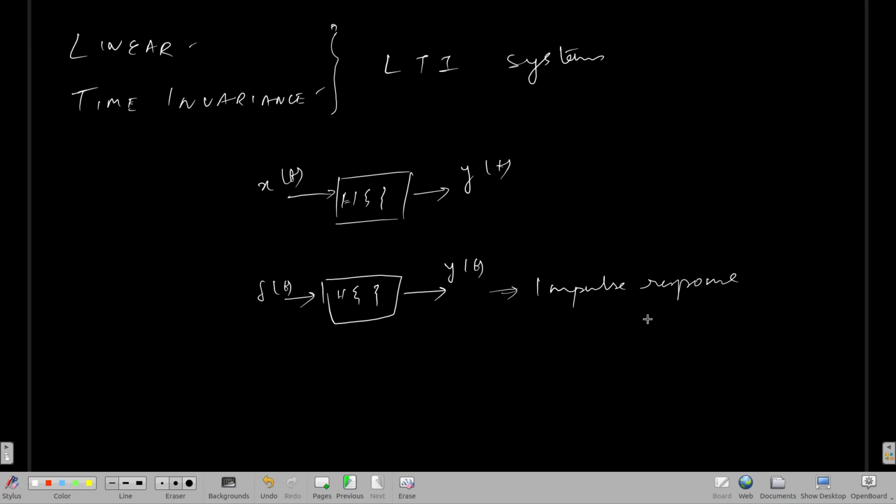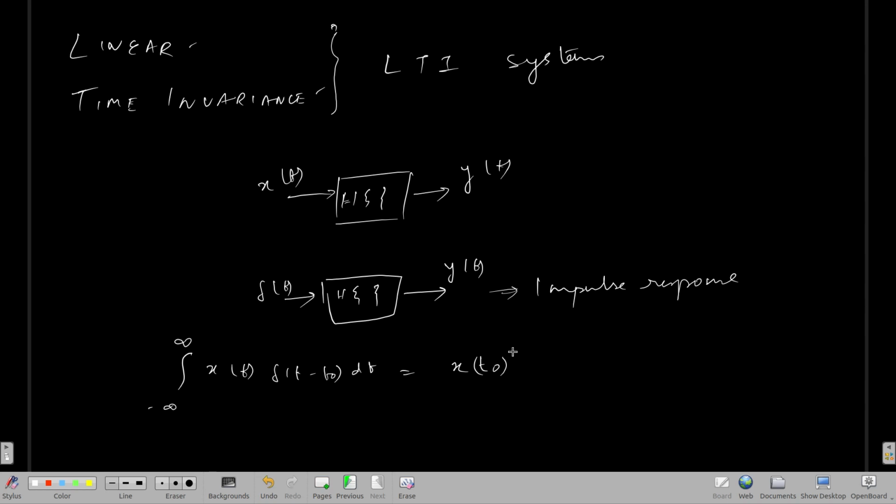So why is the impulse response important? I hope you remember the shifting property of an impulse. What is the shifting property of an impulse? The integral from minus infinity to infinity of x of t delta of t minus t naught dt is equal to what? x of t naught, right?